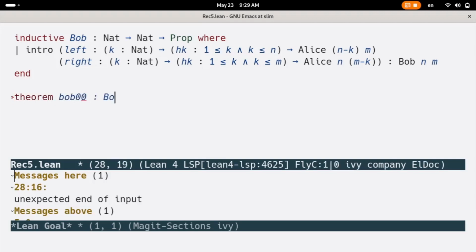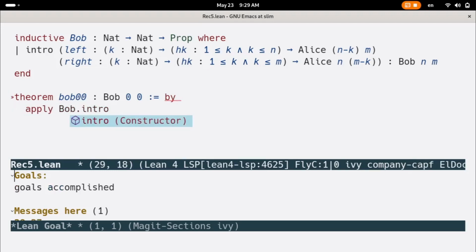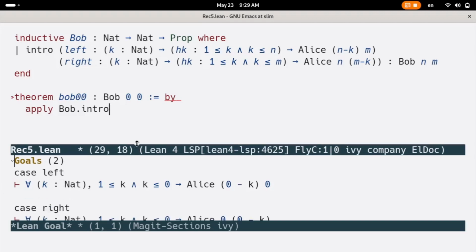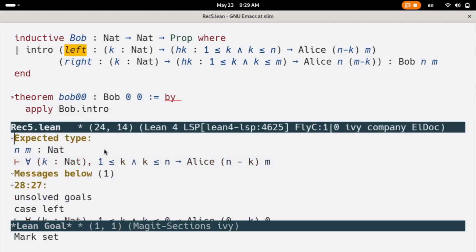Let us prove that Bob wins the game 0 0. We enter tactic mode. There is only one way to prove Bob 0 0, which is to apply Bob.intro. Once we apply Bob.intro, we get cases left and right as specified in the above inductive definition of Bob.